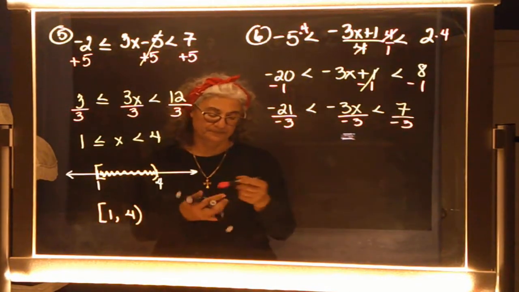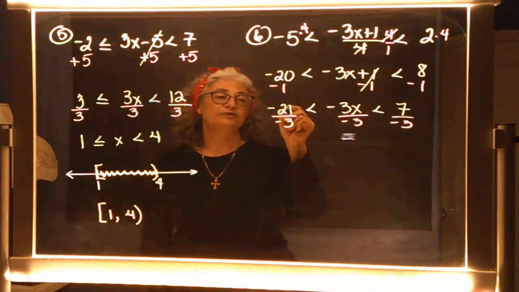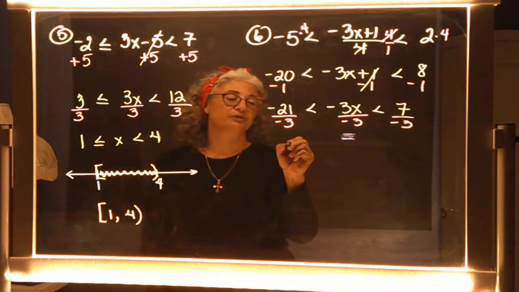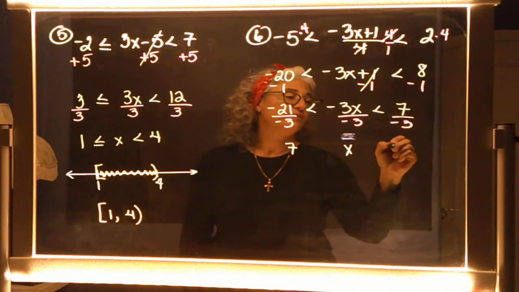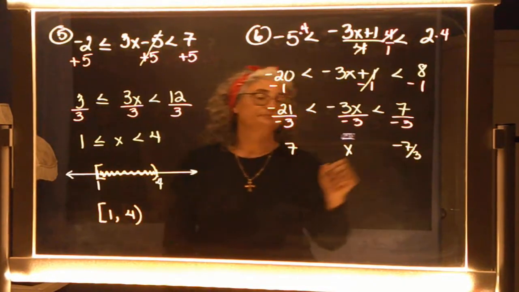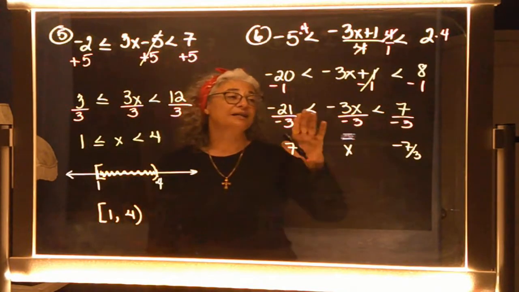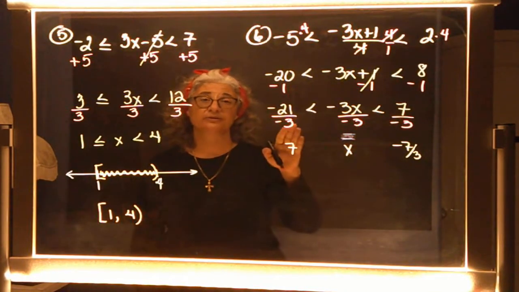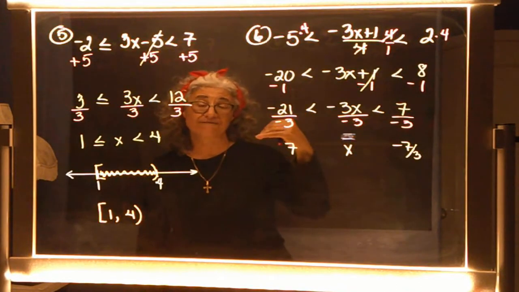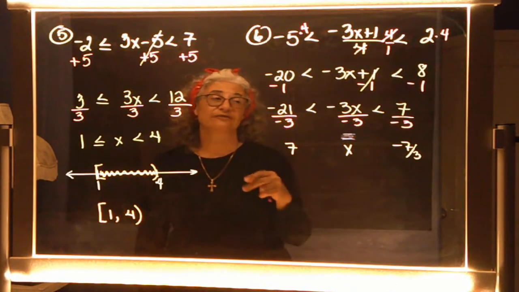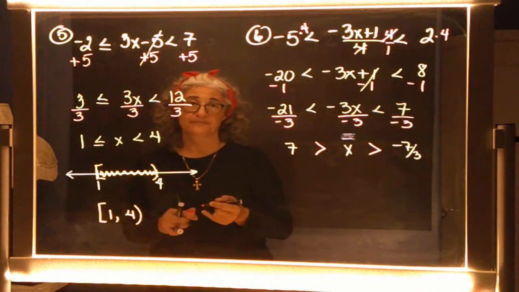Okay, so just watch for a second, okay? So negative 21 divided by negative 3, good, positive 7. In the middle I just have x, and over here I have a negative 7/3, don't I? Now here's why I asked you just to watch a second, because I divided by a negative number. So do these inequalities remain in the direction they're facing right now? No, they got to flip. So this one has to flip, and this one has to flip.